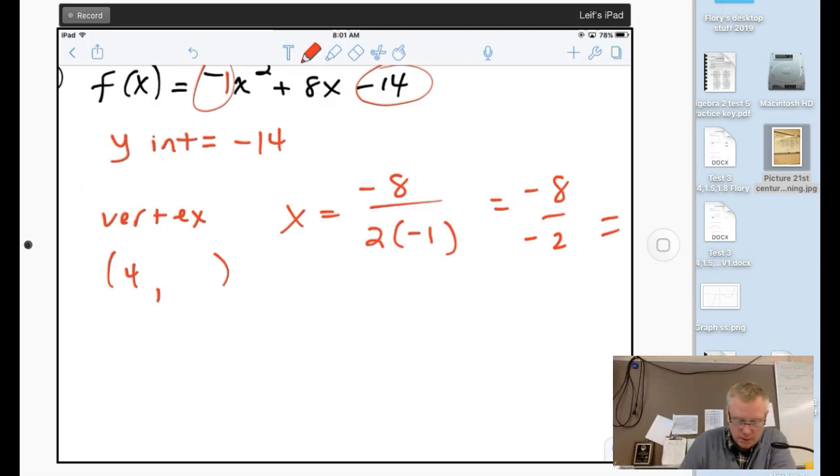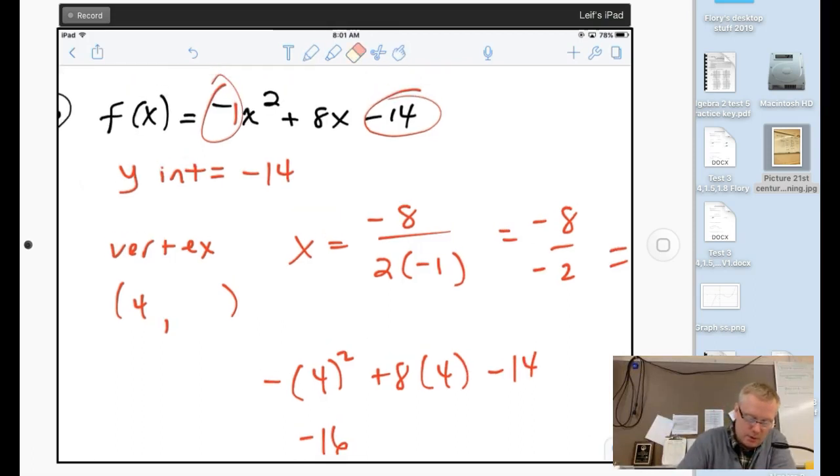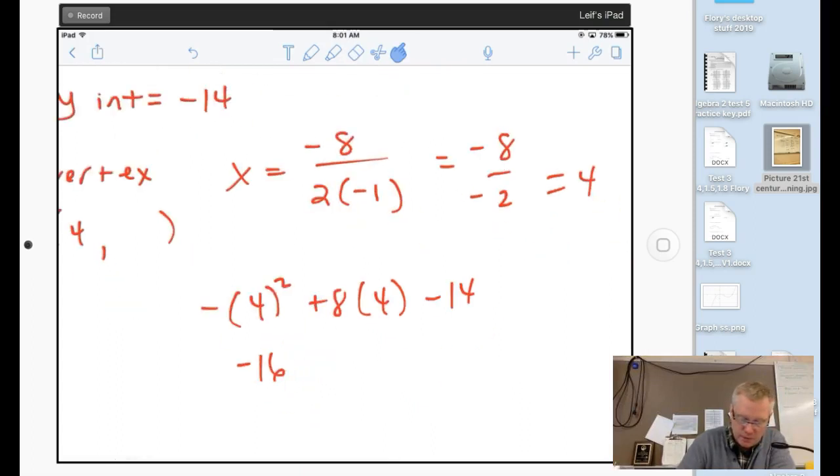Got to find the y, so I'm going to plug it back in. It's 8 times 4 minus 14. So this is 16, and then I make it negative. Notice how the negative sign is outside, so I'm not plugging in -4, I'm plugging in +4. 4 times 8 is 32 minus 14. And when I combine those all together, I get 2.